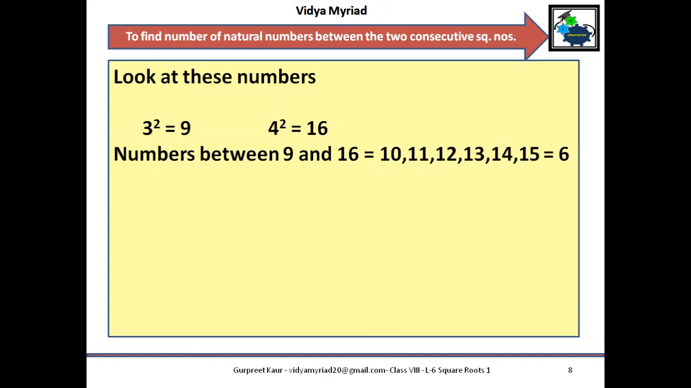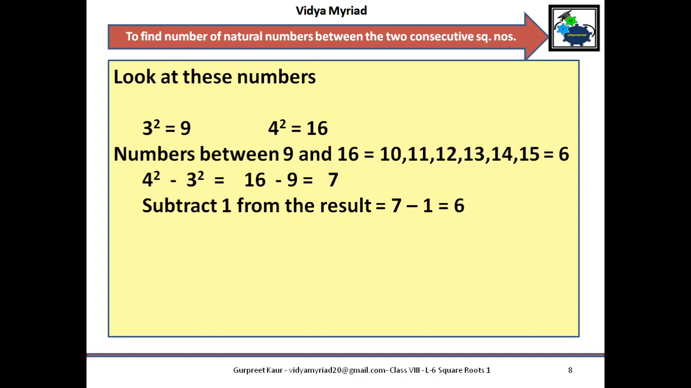But every time I can't write these numbers. So what I have to do is subtract 4 squared minus 3 squared, which gives me 7, and then subtract 1 from it, which gives you 6, the same answer. That means the numbers which lie between 3 squared and 4 squared are 6.